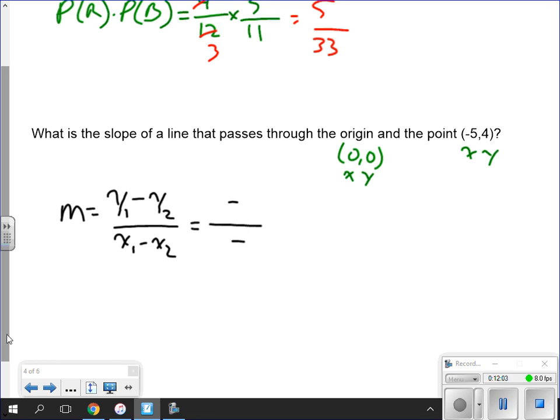So I picked a point, so I have my point negative 5, 4. My y is 4. My y in this one is 0. So I have 4 minus 0 over negative 5 minus 0, which is 4 over negative 5. That's my slope.